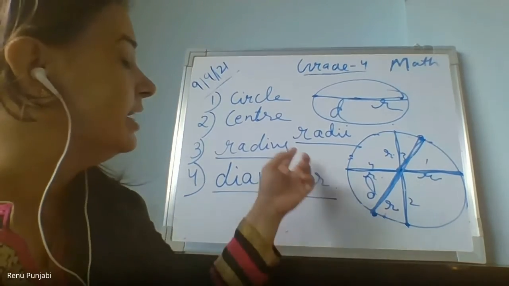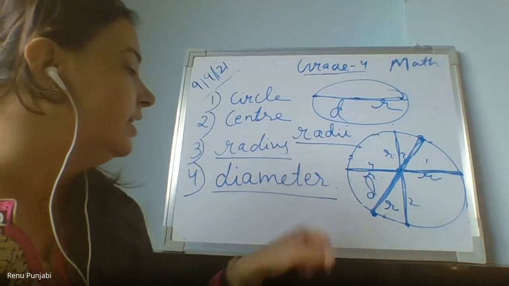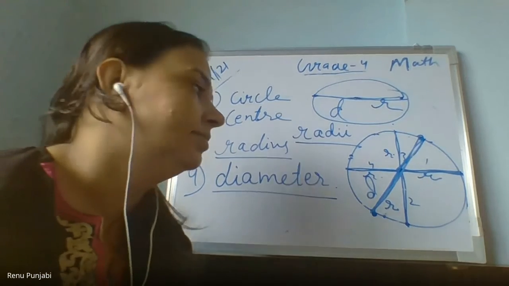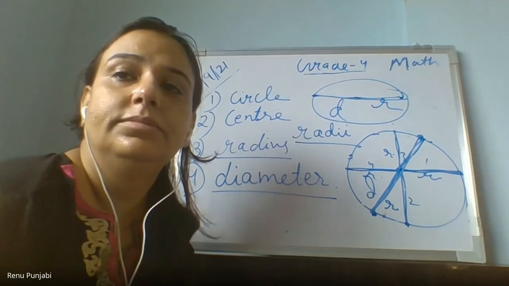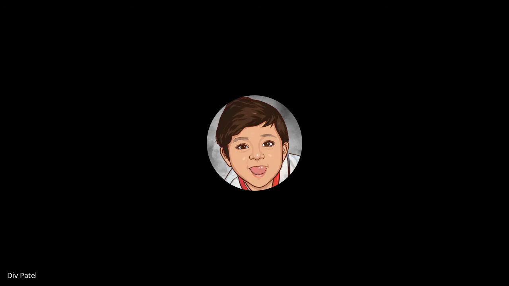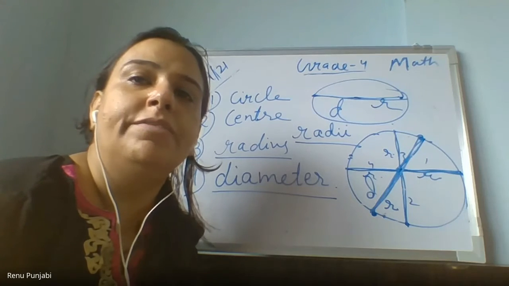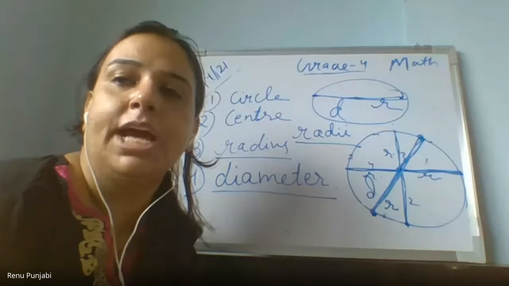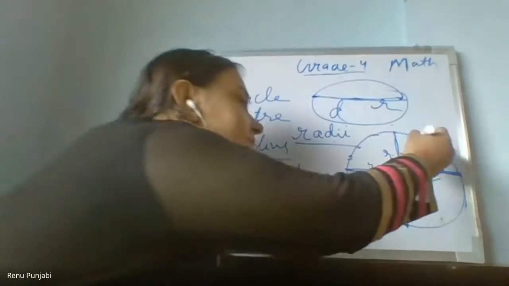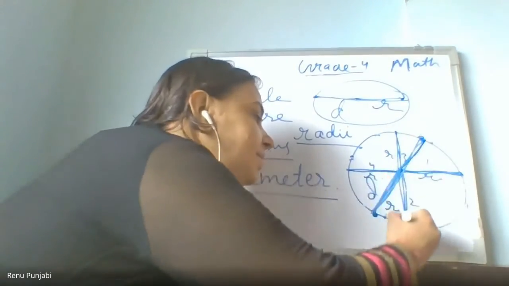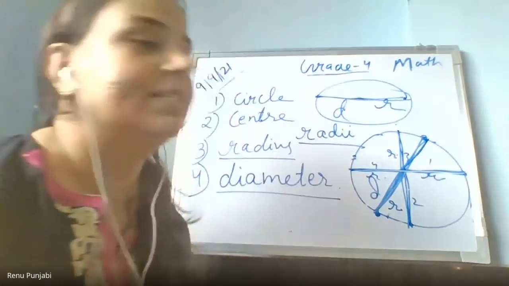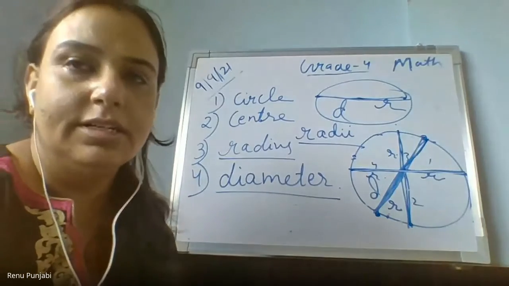So here are the 6 radii, and how many diameters? Who will tell me how many diameters? Ma'am, three. Three diameters are there. What about Heer? What about Navya? What about Kiana? 3 diameters. 1 diameter, 2 diameters, 3 diameters are there in this. Got it?